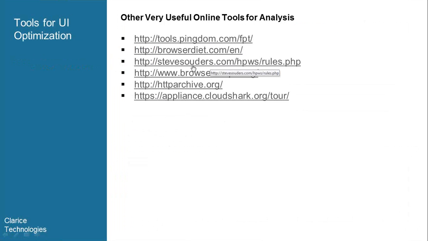There are rules given by Steve Souders. Steve Souders did a great job in defining web optimization standards or guidelines. Browser Scope or HTTP Archive gives you a good overview or good statistics of where the web is going, of how it is being used. Also the clouds chart that I just talked about.